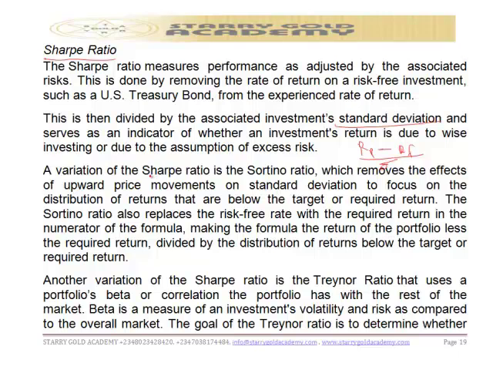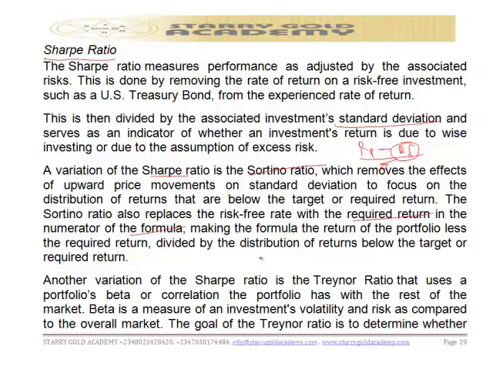The variation of the Sharpe ratio is what? It is the Sortino ratio. And the Sortino ratio removes the effect of upward price movement on the standard deviation to focus on the distribution of returns that are below the target or below the required return. Those ones that are below what? Below the mean value. So the Sortino ratio replaces the risk-free rate with the required rate or required return in the numerator of the formula. Instead of the risk-free rate, it is substituted with what? The required rate of return, making the formula the return on portfolio less the required return.